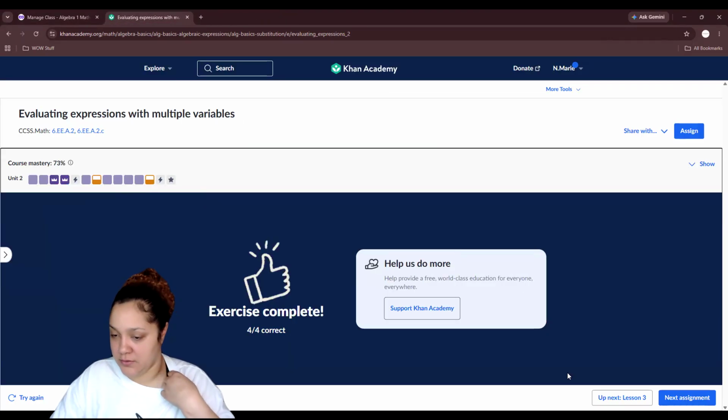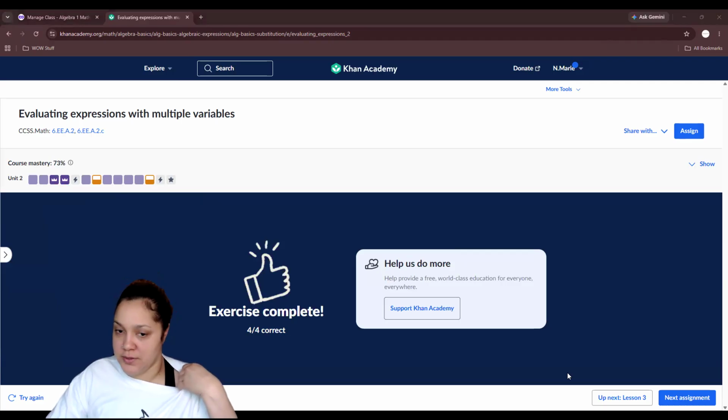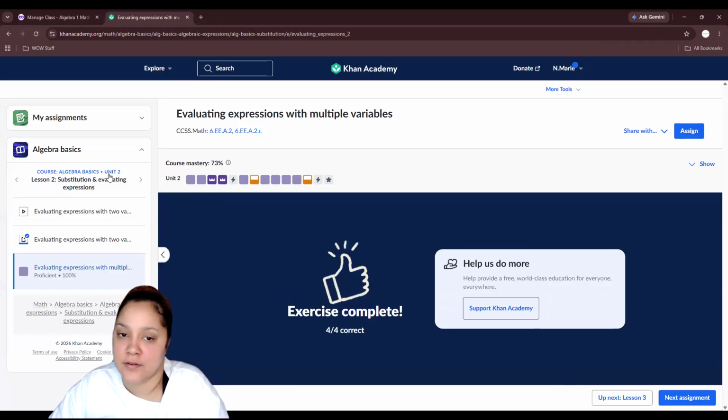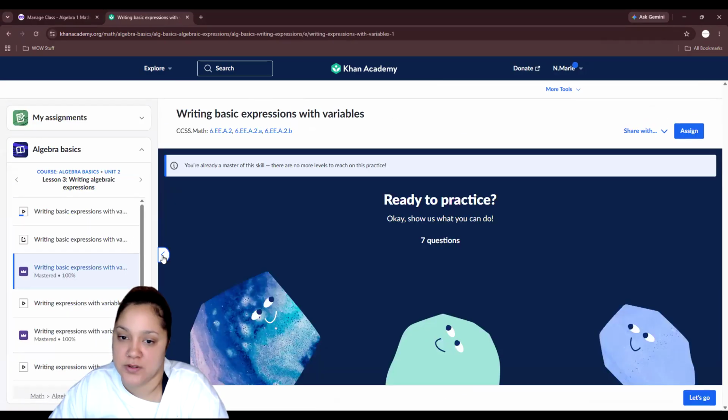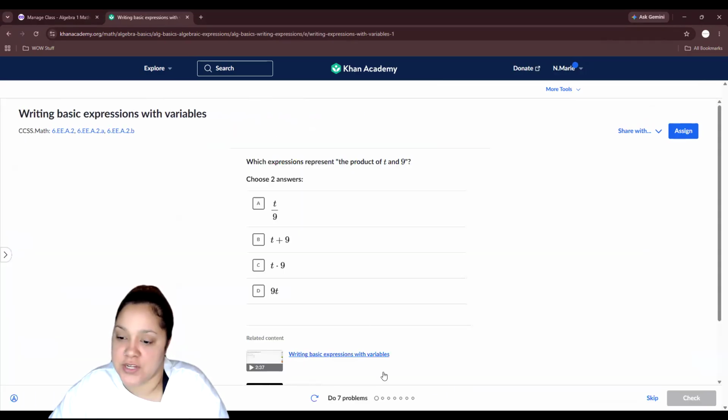All right, so now let's move to the next topic on here, which is writing basic expressions with variables. And so you're going to see some key terms. And let's go back to the whiteboard. All right, so we're going to see some key terms.